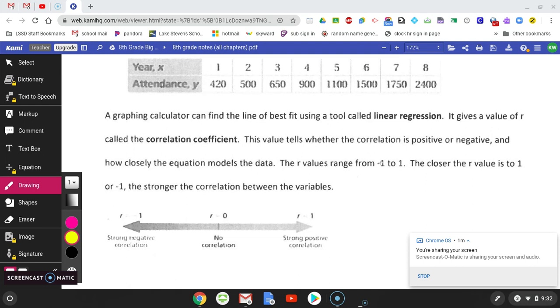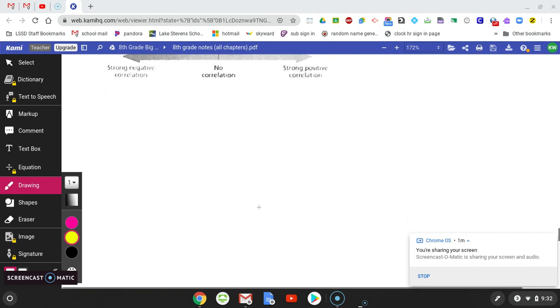So the R values can be anywhere from -1 to +1. And the closer the R value is to 1 or -1, the stronger the correlation. So if I have an R value of -1 or +1, that means there's a strong correlation. It means the points are pretty close to that line. Whereas the closer it gets to 0, from either end, the more spread out the points are going to be. They're not going to be really close to the line that you're drawing in.